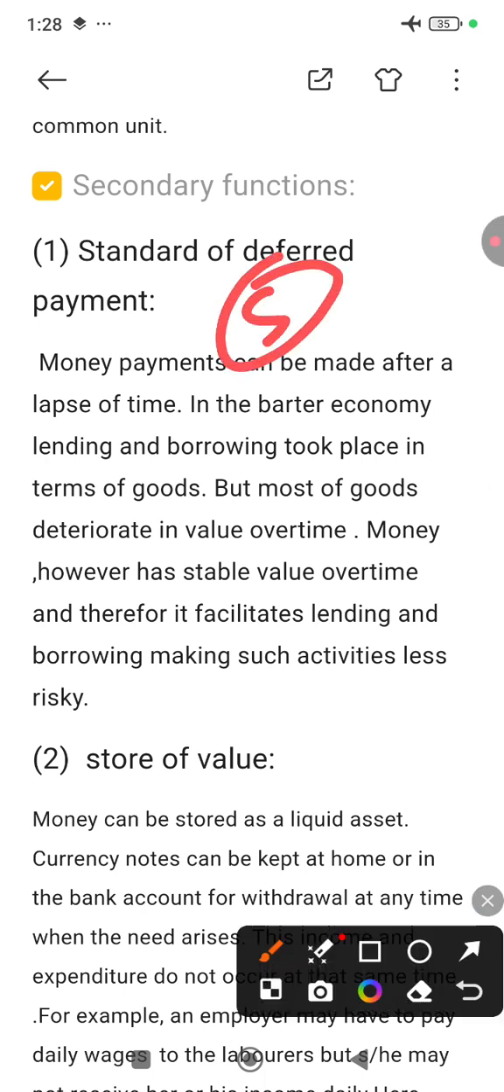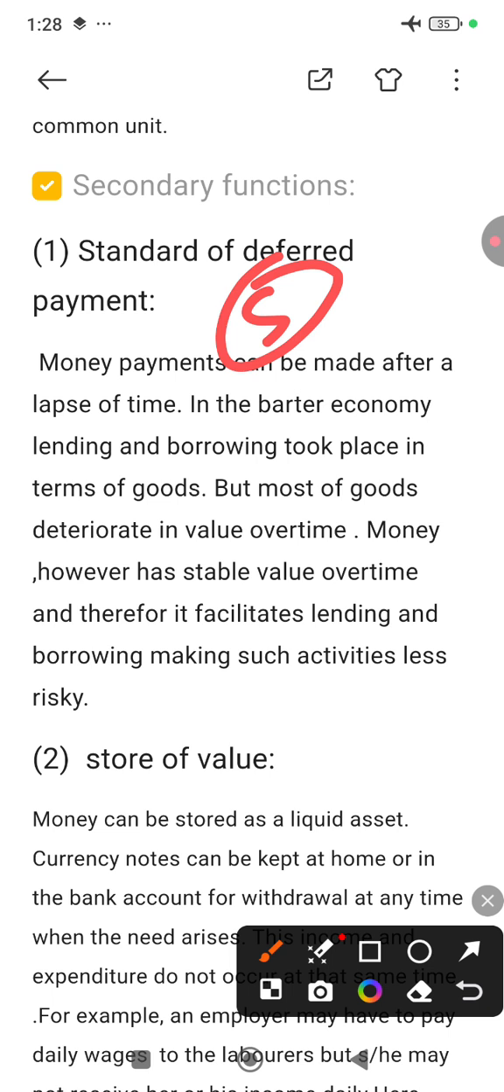So first S is for standard of deferred payments or future payments. So money payments can be made after a lapse of time. Okay. In the barter economy, lending and borrowing took place in terms of goods, but most goods deteriorate in value over time when kept in a godown. Okay.